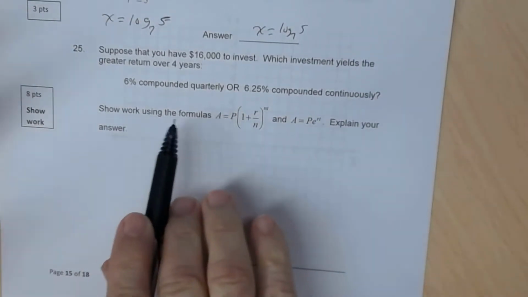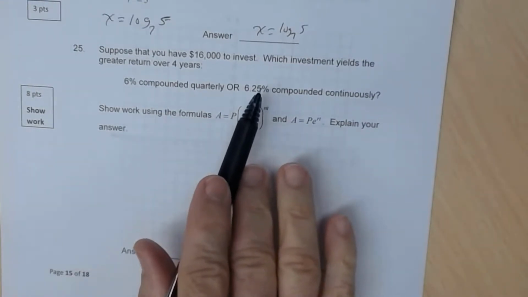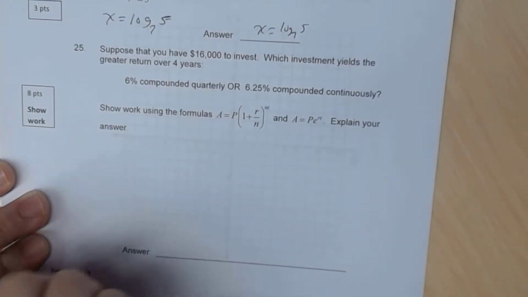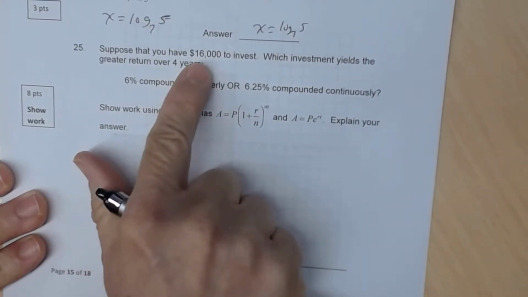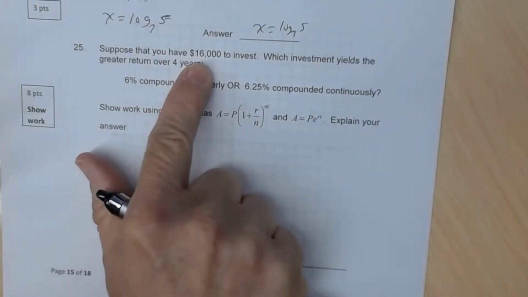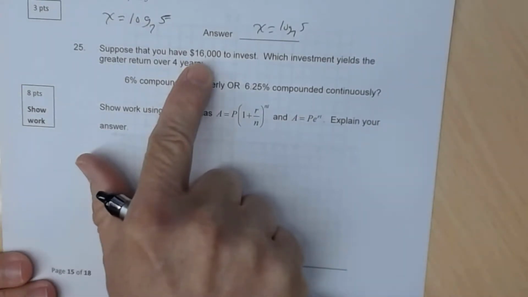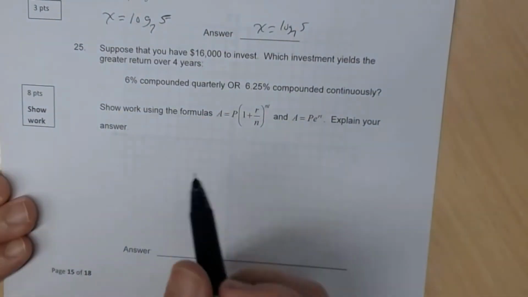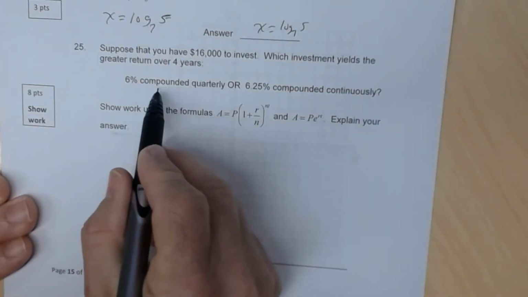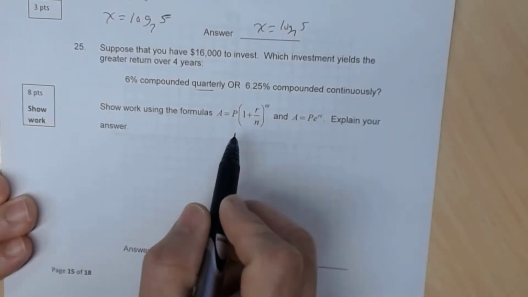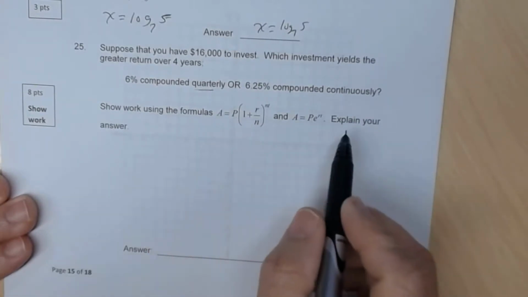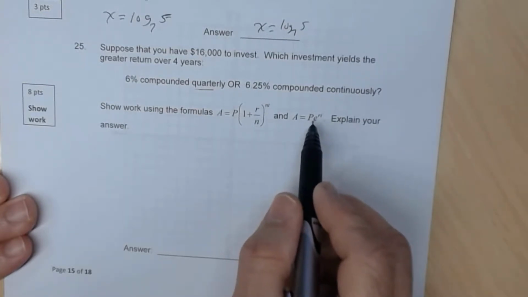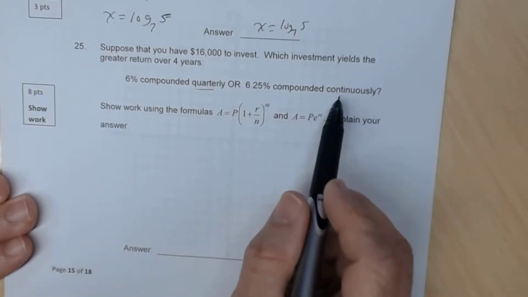All right, so if you just want to determine which yields the greatest investment, then basically just find out how much each account is worth at the end of 4 years. You started with 16,000. How much do you have in 4 years? And that will determine which one's a greater return. So if you're interested in being compounded quarterly, then you're going to use this formula here. You use the formula that has the natural exponential e if it says compounded continuously.